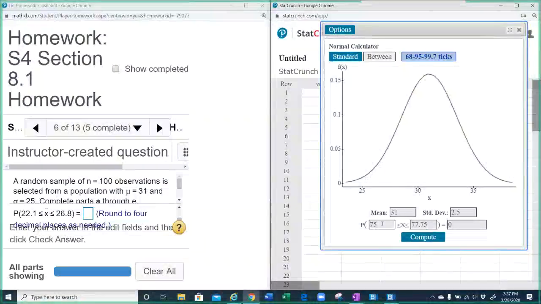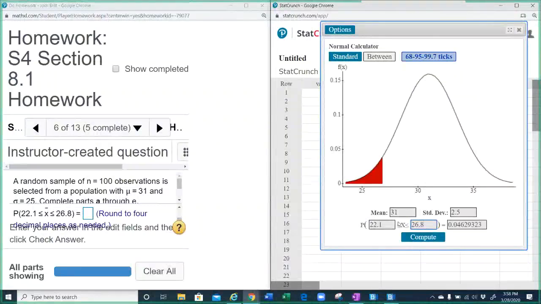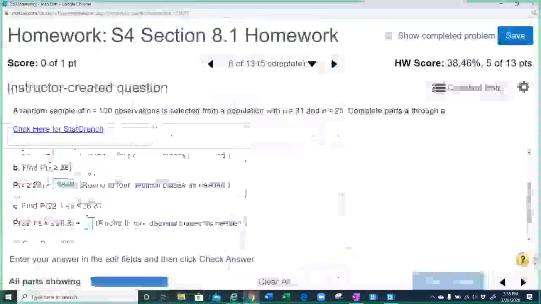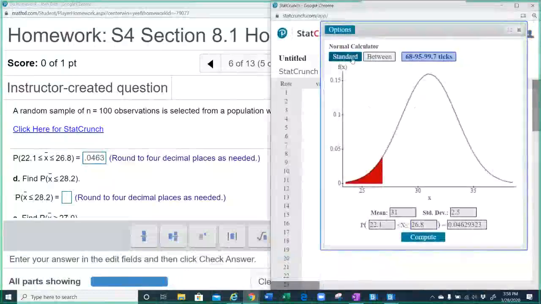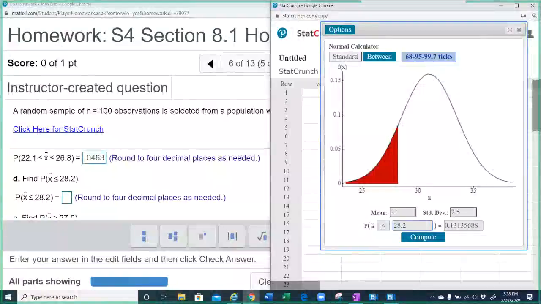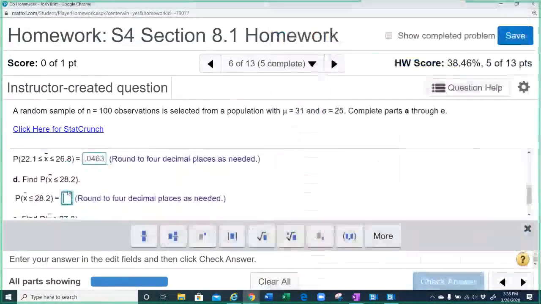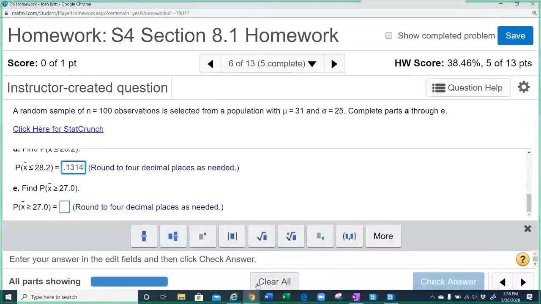So between 22.1 and 26.8, we get 0.0463. And now we'll do less than 28.2. So less than 28.2, and we get 0.1314. And now we'll do greater than 27.